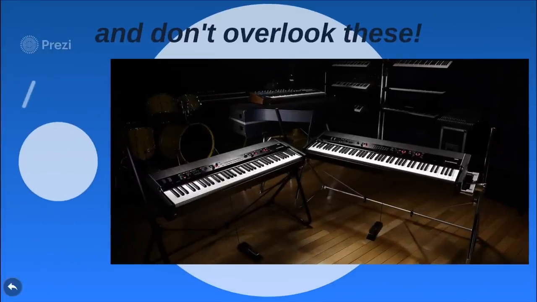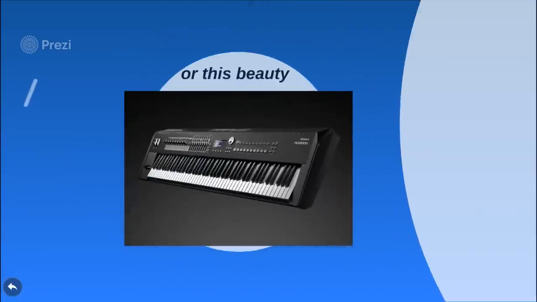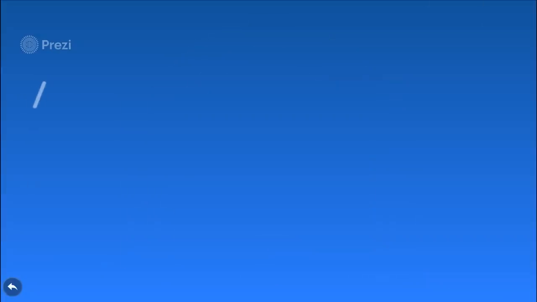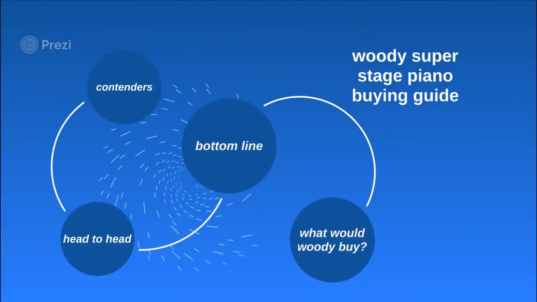But please don't overlook these two. We have the KORG GRANDSTAGE here, and also make sure you check out this gorgeous RD2000 as well. It's in the same price category and it might have some of the features that are more important for you. Many of you were asking which one I would buy, so let's answer that question now.